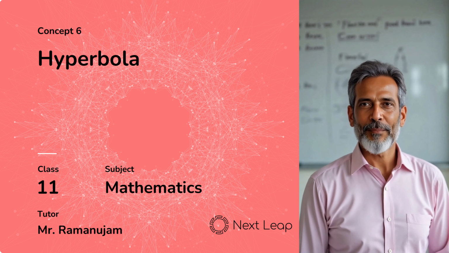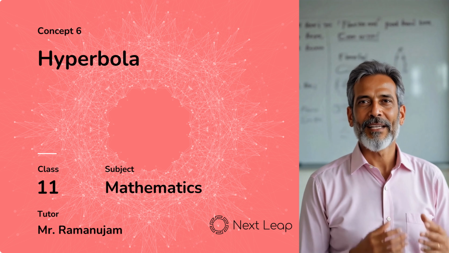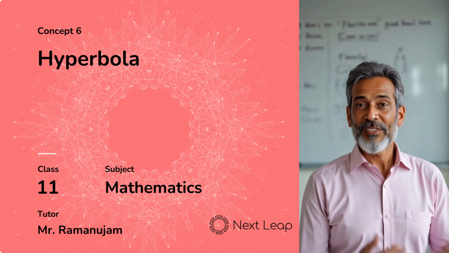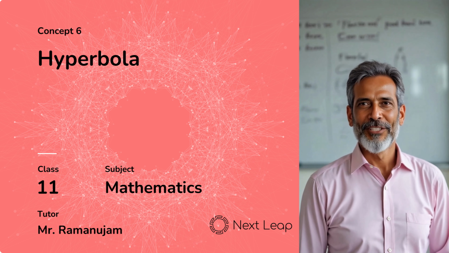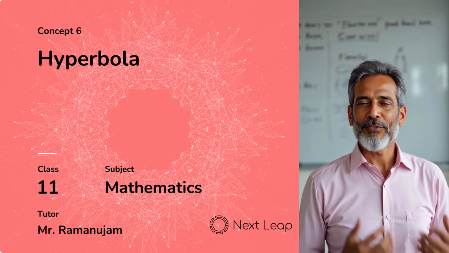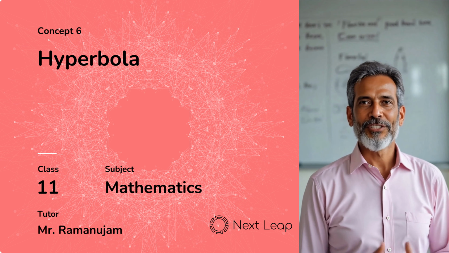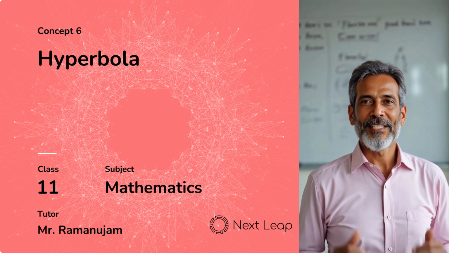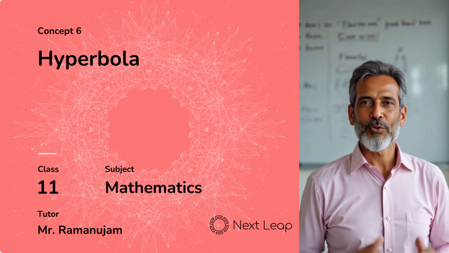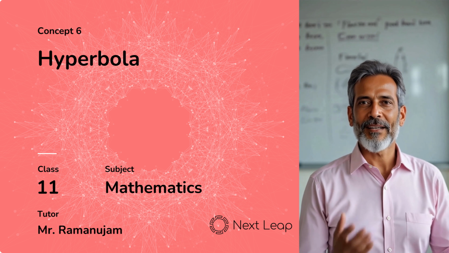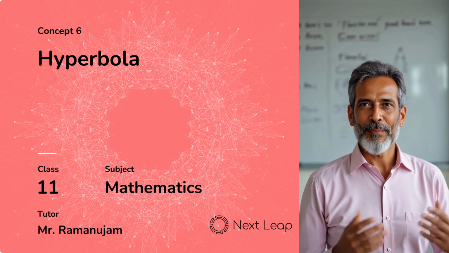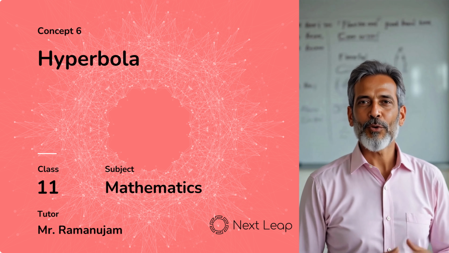So, what's the math behind this dramatic personality? Well, here's how we define it. A hyperbola is the locus of all points P in a plane such that the absolute difference of their distances from two fixed points F1 and F2, called the foci, is constant. That means the distance PF1 minus PF2 in absolute value is equal to 2a. So we write mod bracket PF1 minus PF2 bracket close equals 2a.